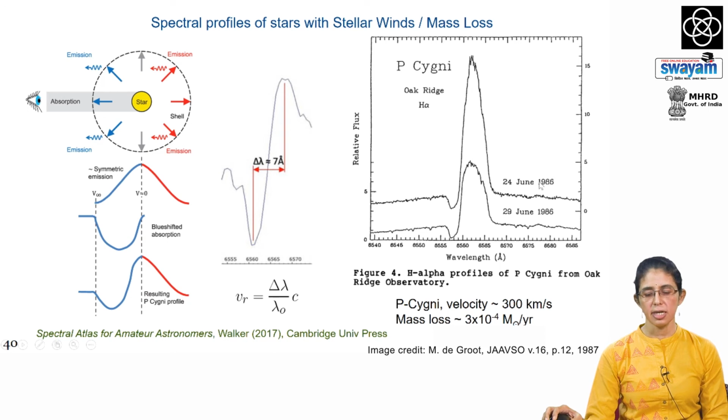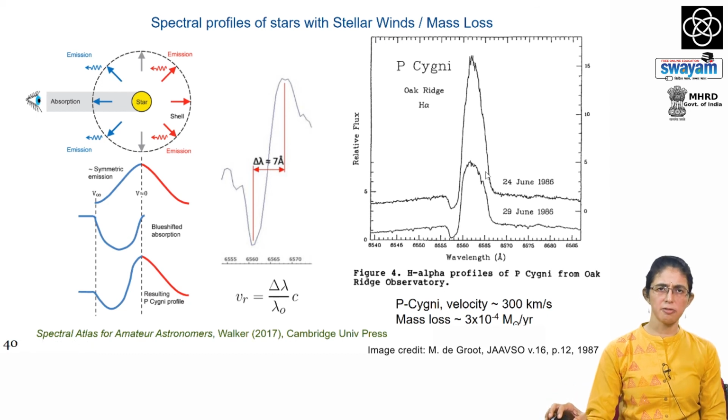What is shown on the right hand side are the profiles of the star P Cygni at two different times. The H alpha profiles are shown here. One can clearly see the emission features and the blue shifted absorption features. The fact that the P Cygni profile is changing with time would suggest that the stellar wind, or mass loss, is also changing from the star as a function of time. For instance, for P Cygni, the velocities were found to be 300 kilometers per second with a mass loss of roughly 3 times 10 to the power minus 4 solar mass per year.